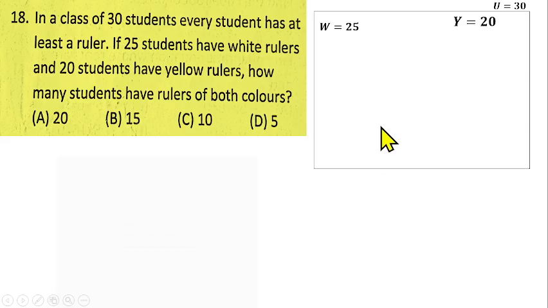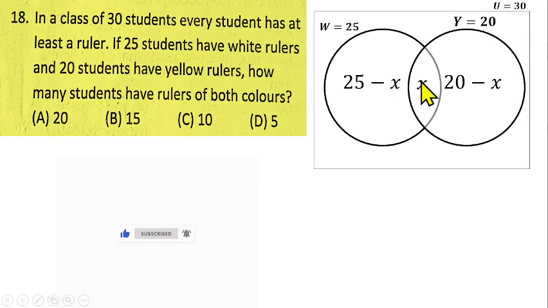Then if you draw your circles and they overlap, because we have to find the intersection between them. Since we don't know the intersection between them, we have x. Then to find white only, that will be 25 minus x. To find yellow only, that will be 20 minus x. Then the union of these should give us 30. So we have 25 minus x plus 20 minus x should give us 30.